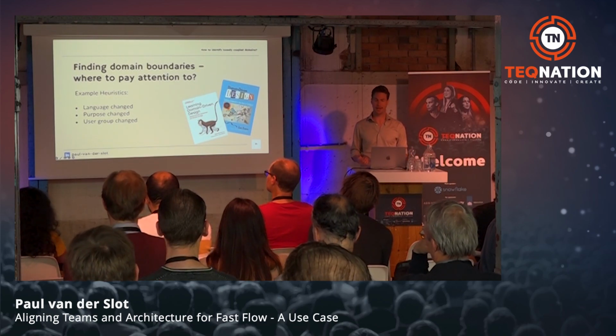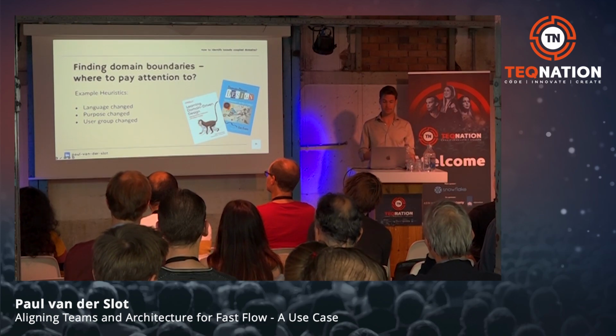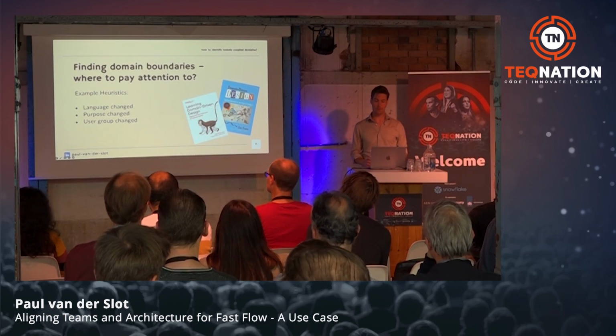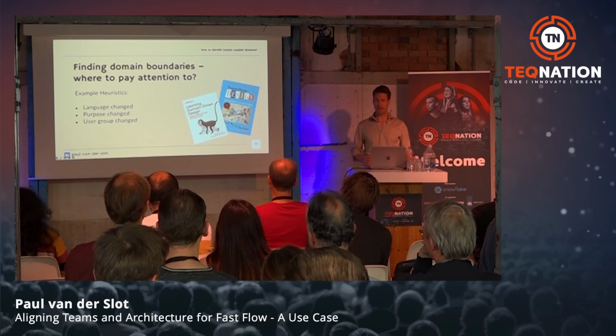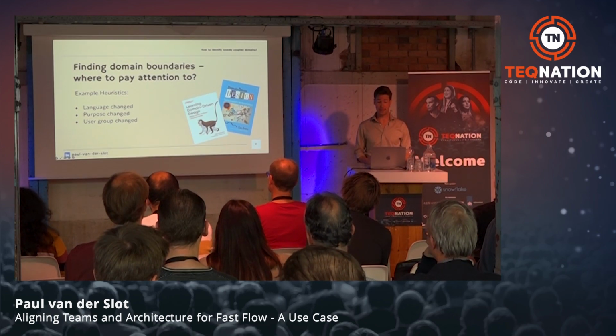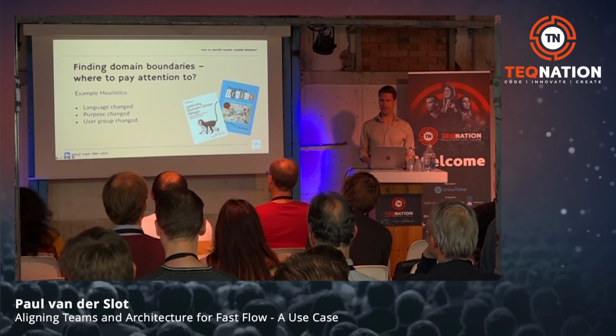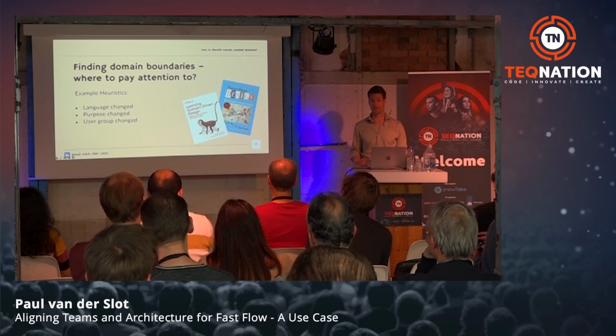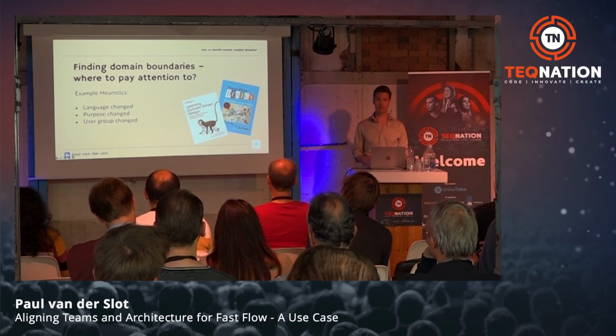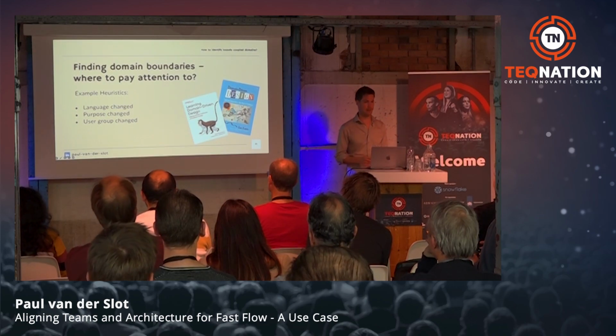Another heuristic to look at is user groups. So at Alliander, we first had the work preparation. That was done by the business teams of Alliander. And then the execution phase, which was done by the contractor. So which was a different user group, and therefore an indicator this might be a different domain.